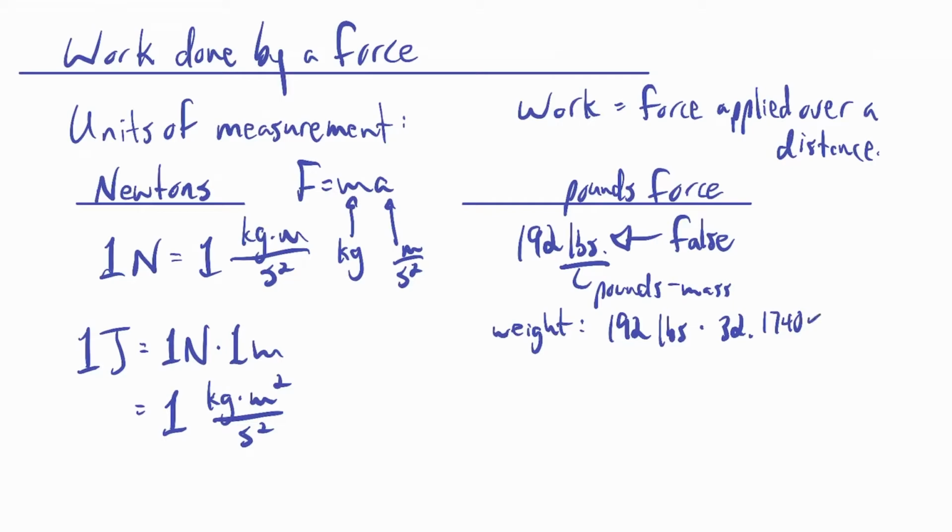32.174049 feet per second squared. That's because this is a unit of mass and this is an acceleration. Mass times acceleration, that's force, which is what a weight is, right? So my weight in pounds force is going to be, let me grab a calculator, 6,177.4 pounds force, and the usual symbol is lbf.